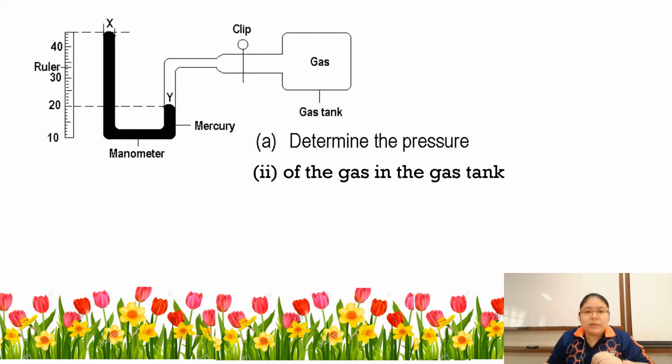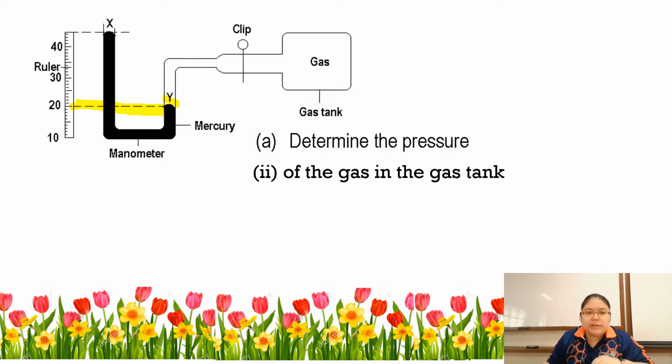Now you need to determine the pressure of the gas in the tank. In the gas tank, the pressure is how many? From here, we need to use the same level, same pressure. Remember, I think you never learned this. This one is a Form 5 syllabus, so I need to explain again. When the liquid level is at the same level, the pressure will be the same.